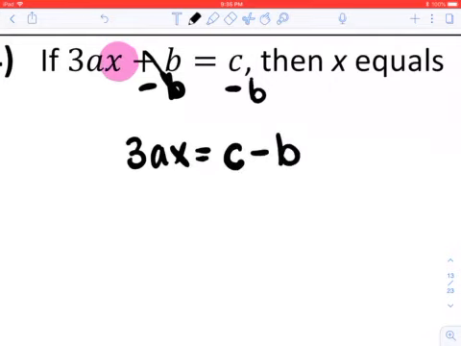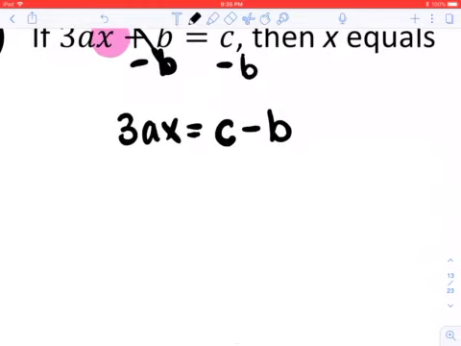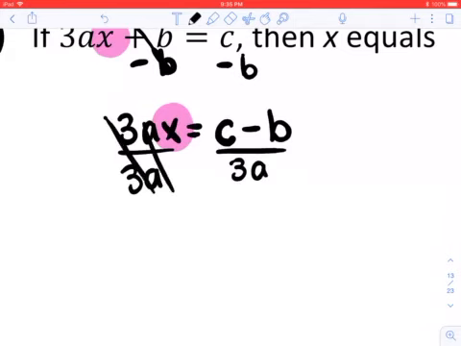Remember, these questions are actually easier because you're not even doing actual calculations. So next up, I've got 3ax. Those are all touching, which means they're all being multiplied, and the opposite of multiplication is division. So I'm going to divide both sides by 3a, leaving me with x equals c minus b over 3a.